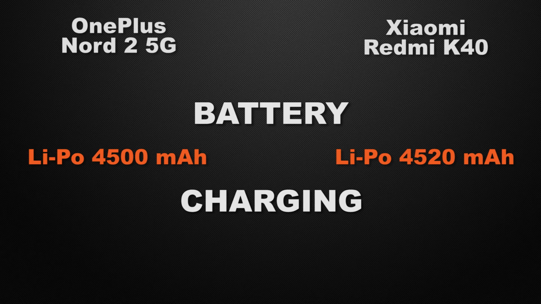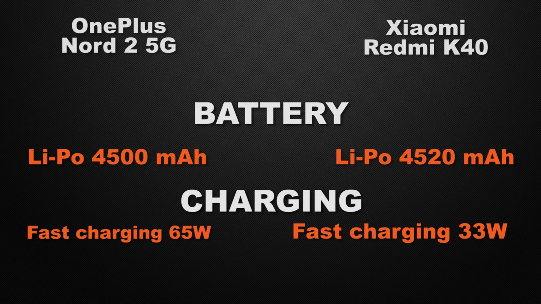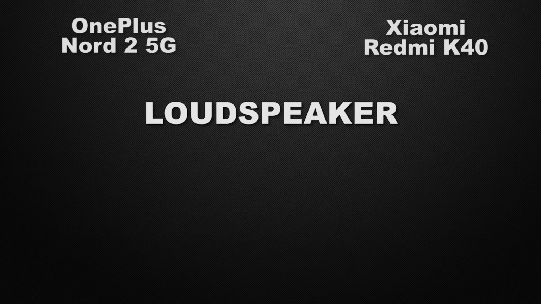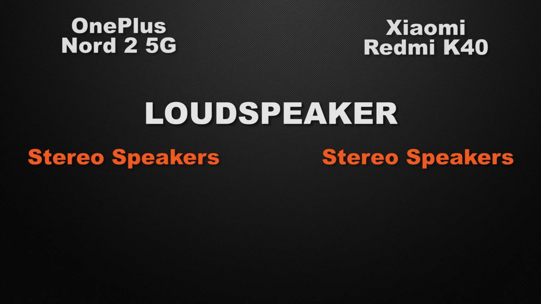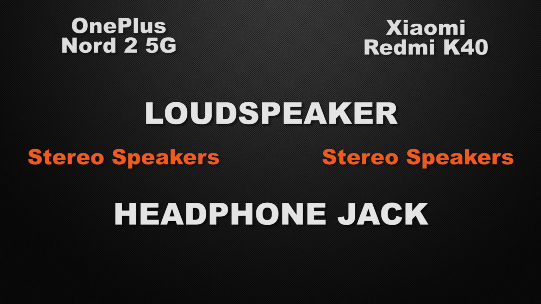Let's talk about the charging speed of the devices. Nord 2 has 65 watts of fast charging, whereas K40 has 33 watts of fast charging. So the winner here is Nord 2 because it can charge up the device faster. Let's talk about the loudspeaker of the devices. Nord 2 comes with stereo speakers, whereas K40 has stereo speakers too. So it's a tie. And about the headphone jack, Nord 2 does not have a 3.5mm headphone jack, whereas K40 also does not have one.